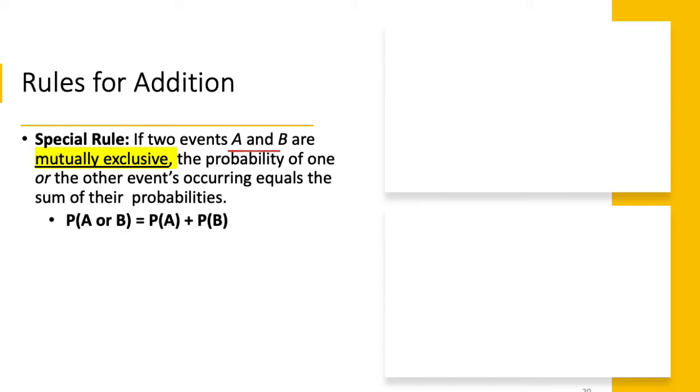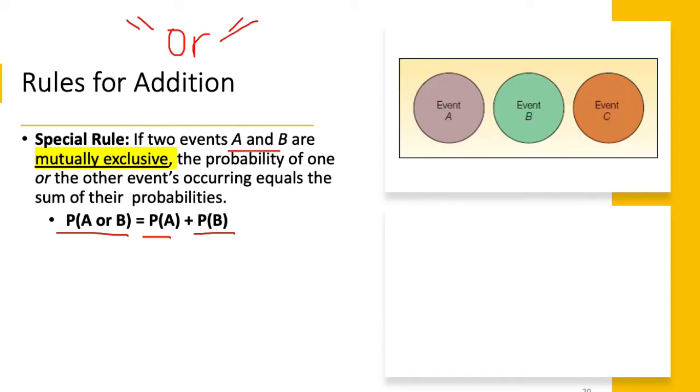So the special rule of addition is written as probability of A or B is the probability of A plus the probability of B. The key word in the rules of addition is the word "or." That's what we're measuring when we use the rules of addition. So for example, if we had a look at this diagram, we could maybe look for the probability of event A or B or C and calculate it.